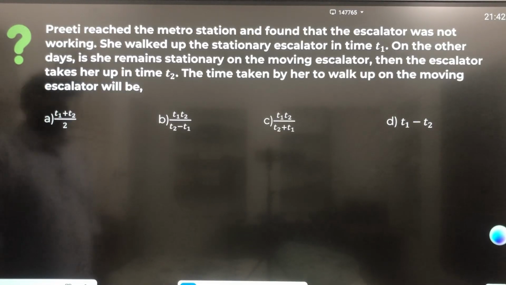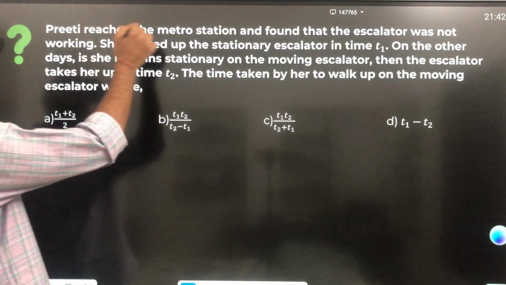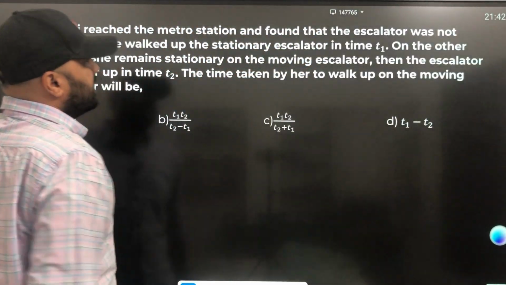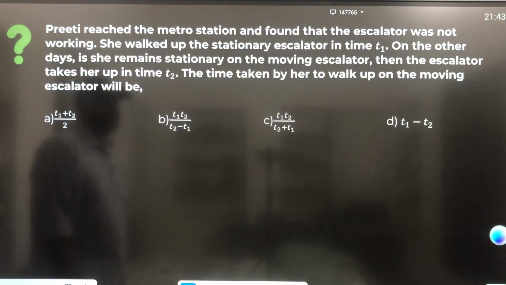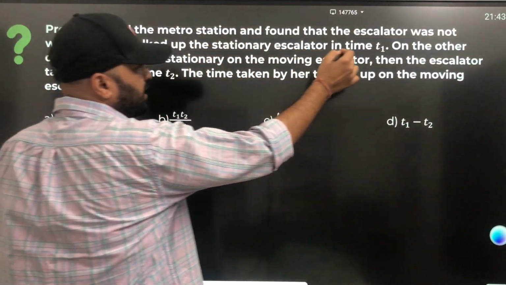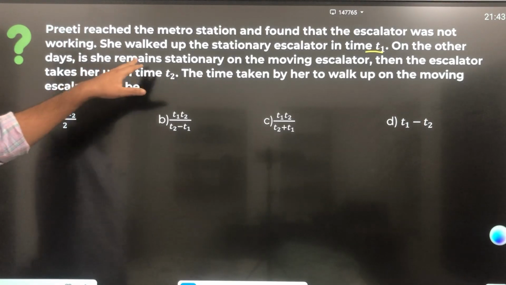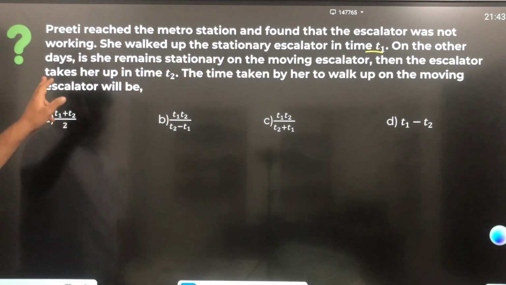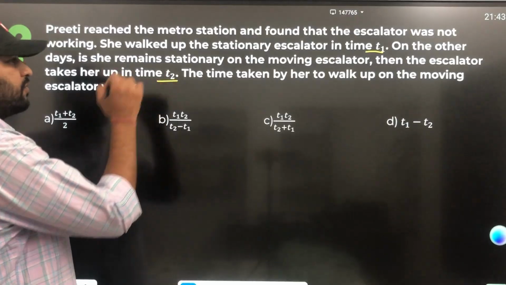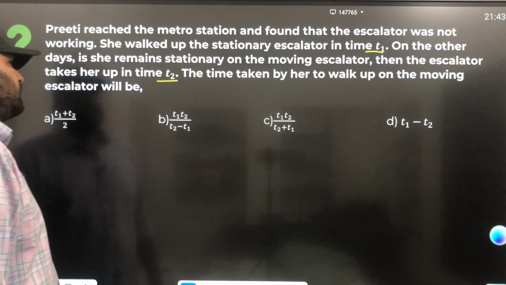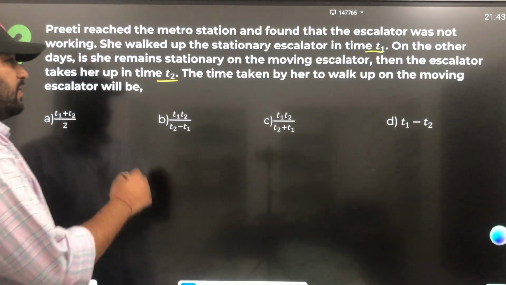Next problem. The problem says over here, Preeti reached the metro station and found that the escalator was not working. So she walked up the stationary escalator in time t1. On the other day, if she remains stationary on the moving escalator, then the escalator takes her up in time t2. The time taken by her to walk up on the moving escalator will be how much?